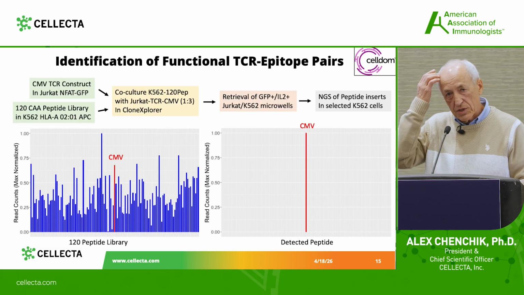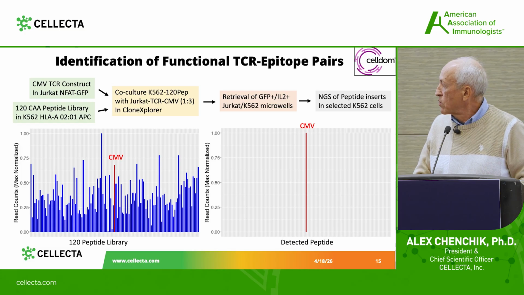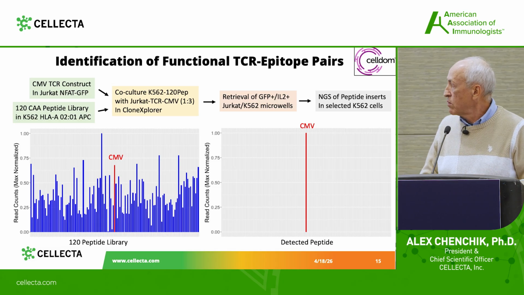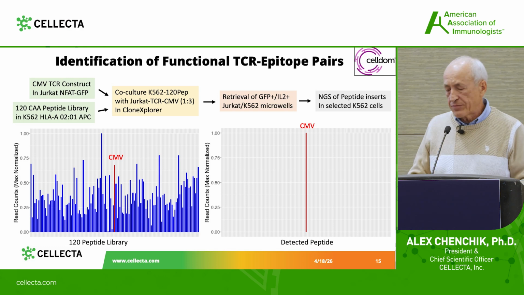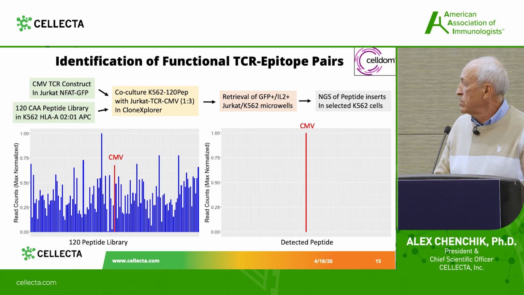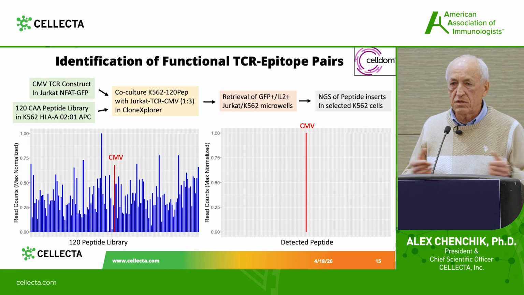And here's an example of how it can work. We built a library of 120 cancer-associated peptides, cloned them in lentiviral vectors in K562 HLA background cells, and screened them against a CMV T cell receptor clone in a Jurkat reporter cell line. And you can see after several days of growth, we select the clones which are positive for secretion of interleukin-2 and GFP positive, and we see that in the majority of cases it is the CMV peptide.